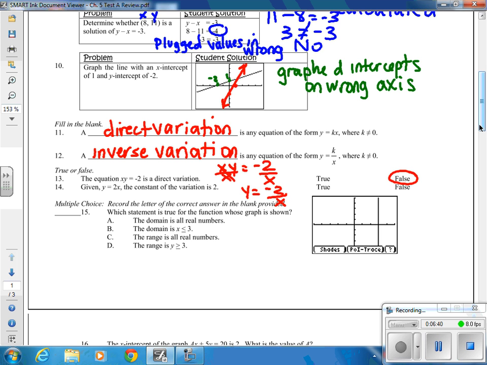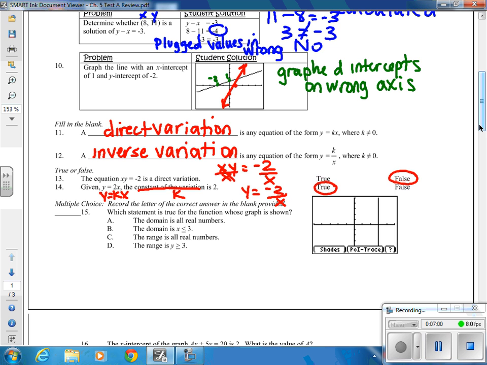For number 14, if you are given y equals 2x, the constant of variation is 2. Remember, constant of variation is the letter k in your formula. So if this is y equals k times x, they're saying the k value is 2, and that's what the statement says. So this would be a true statement. Right? And that's knowing your pieces to your formulas and what they stand for.